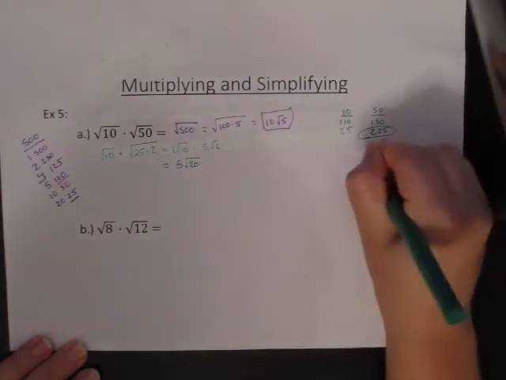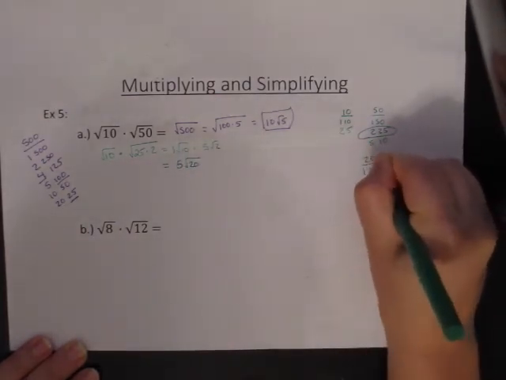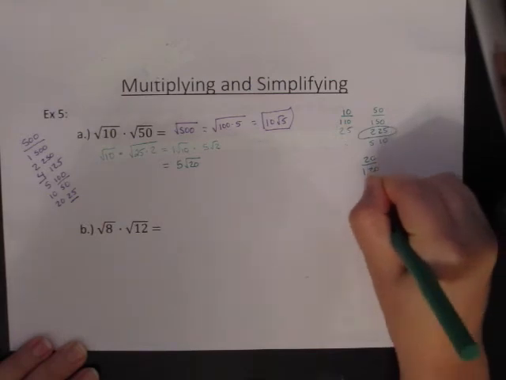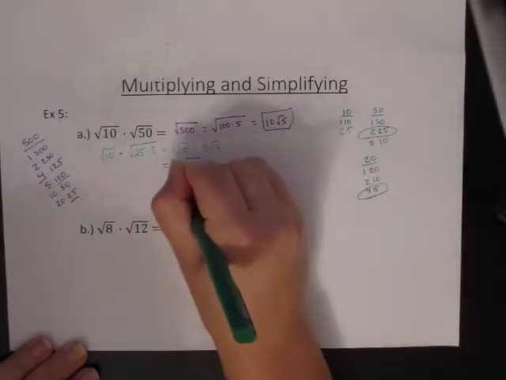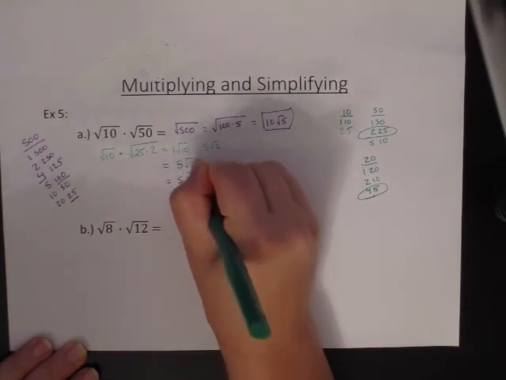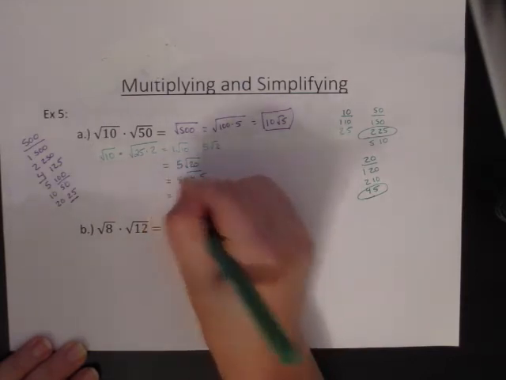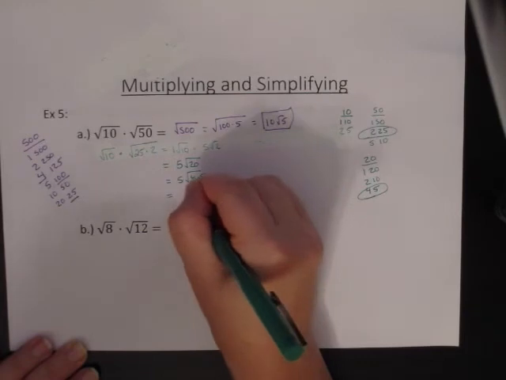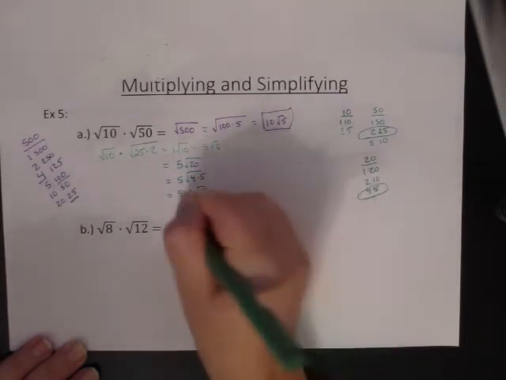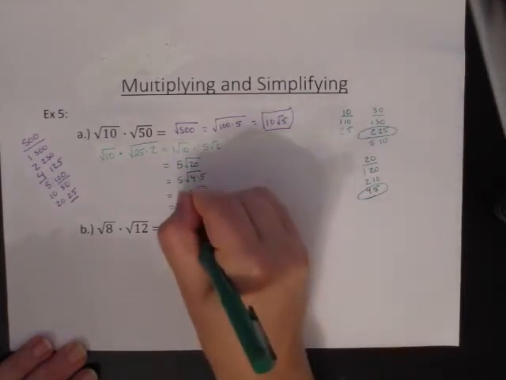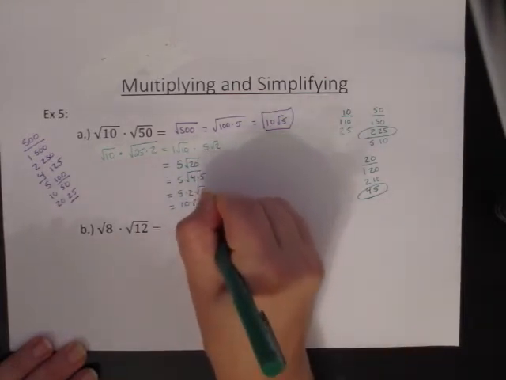Then I find the factors of 20. So that'd be 1 and 20, 2 and 10, or 4 and 5. 4 and 5 is what I would use. So I'd go 5 square root 4 times 5. Then I would pull out that 4, so the square root of 4 is going to be 2, so 5 times 2 square root 5. And the last thing I do, 5 times 2 is going to be 10 square root 5.